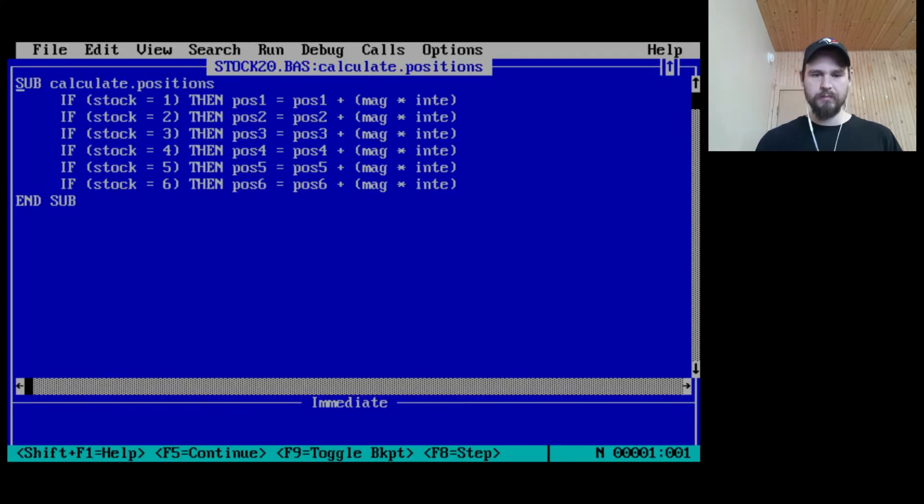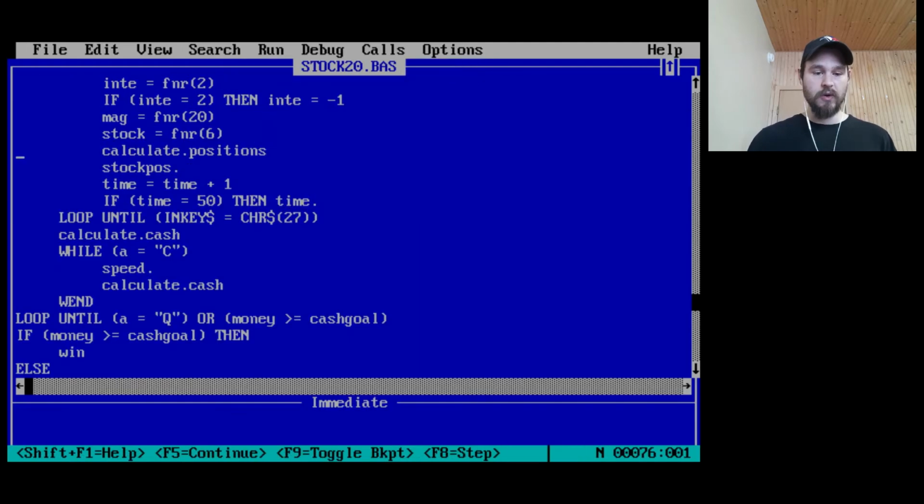Perfect. Okay, calculate positions. If stock equals 1, then pause 1 equals pause 1 plus mag times into. That is beautiful. So that's a much nicer way of doing it. This really is an updated program core. Awesome. So the upshot and consequence of all that is no longer are we constrained by going up or down by 5, 10, or 20. I figured we don't need that. We can go randomly between 1 and 20. So we could go down 17 if we wanted, or if it so happened.